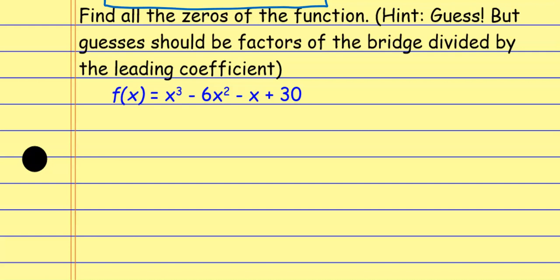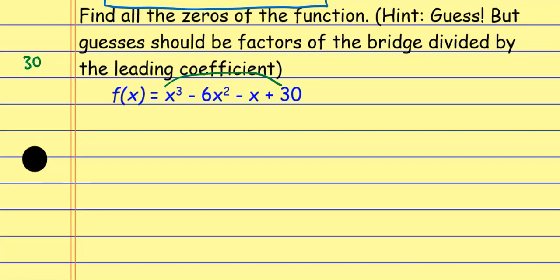So here's the fast, easy way to get all the possibilities for your guesses: we build a bridge. That was a terrible bridge. I missed. Let me try again. I can do better right there. Okay, so 1 times 30 is a 30.